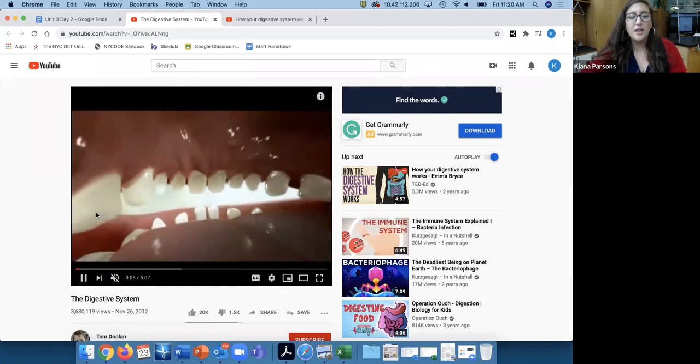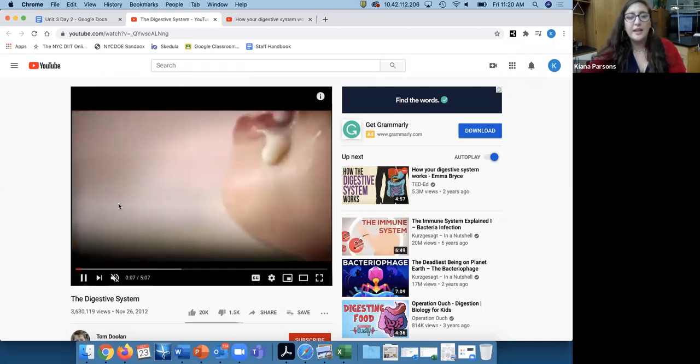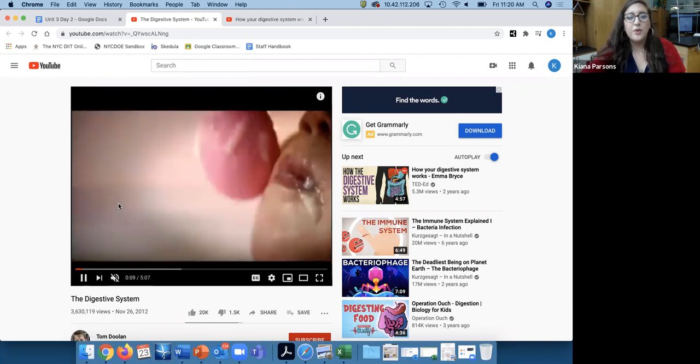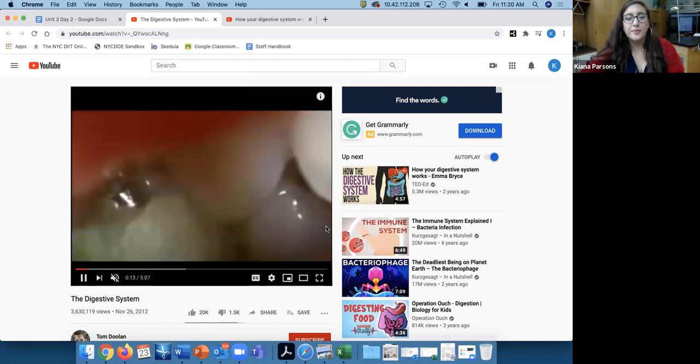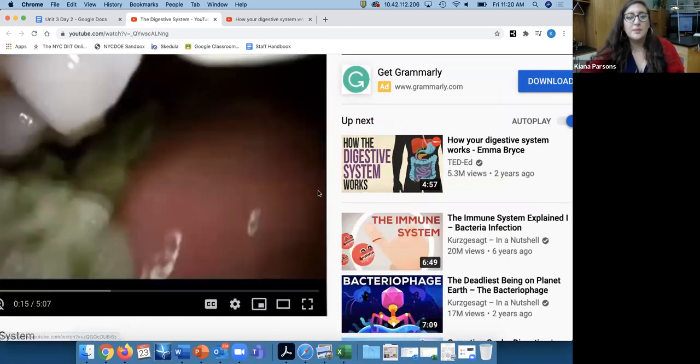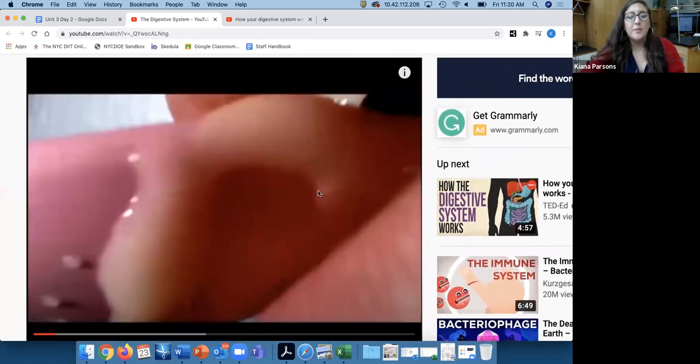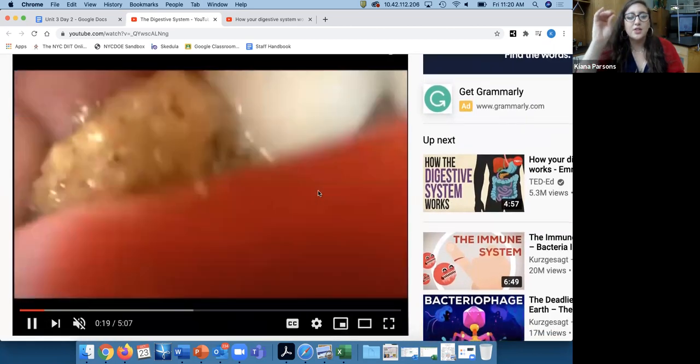So this is a toddler, its teeth are developing. Now it's eating a mouthful of food. It's chewing, so that's mechanical digestion. But please watch this video on your own because there's audio.